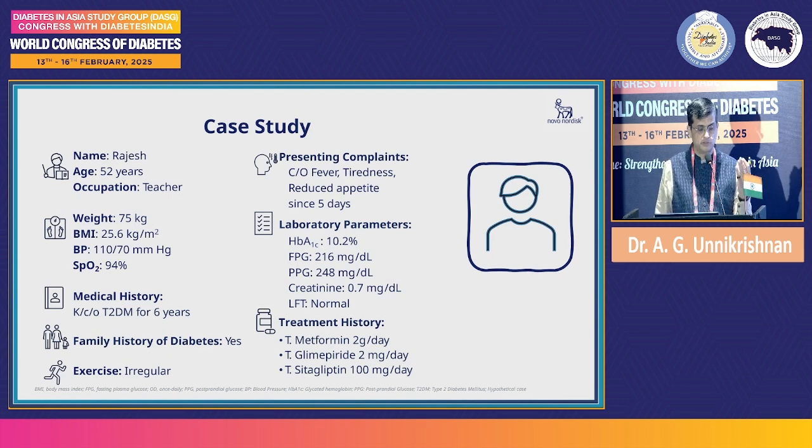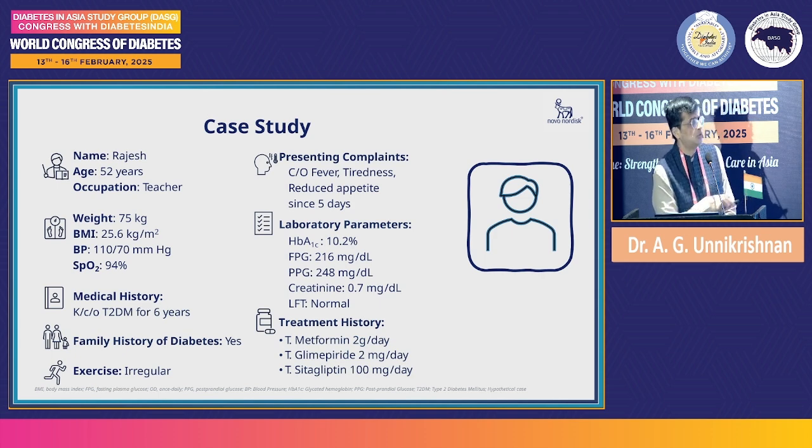Mr. Rajesh, 52 years old. He's a teacher, 75 kilograms. His BMI is 25. He got admitted with a 5 day history of fever, tiredness, reduced appetite. It could be a viral fever, it could be dengue or something like that. The HbA1c is pretty high at 10%.